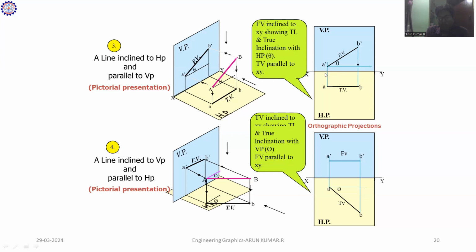It's like 30 mm from the reference line. You have to mark a point at 30 mm and draw the horizontal line. That horizontal line we have to get in the top view of the given problem. That is the understanding from the pictorial diagram to the orthographic diagram.